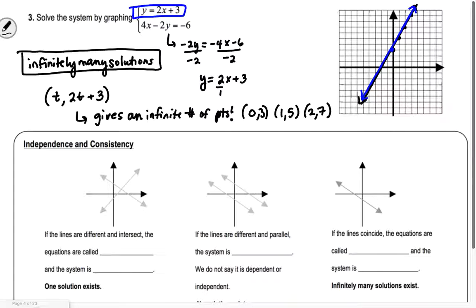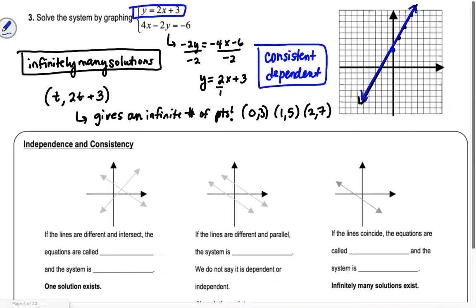So it's infinitely many solutions, and we would say that this is consistent because there is an answer. There's more than one answer, and it's dependent. And the reason it's dependent is because it depends on the value for t that you're plugging in.